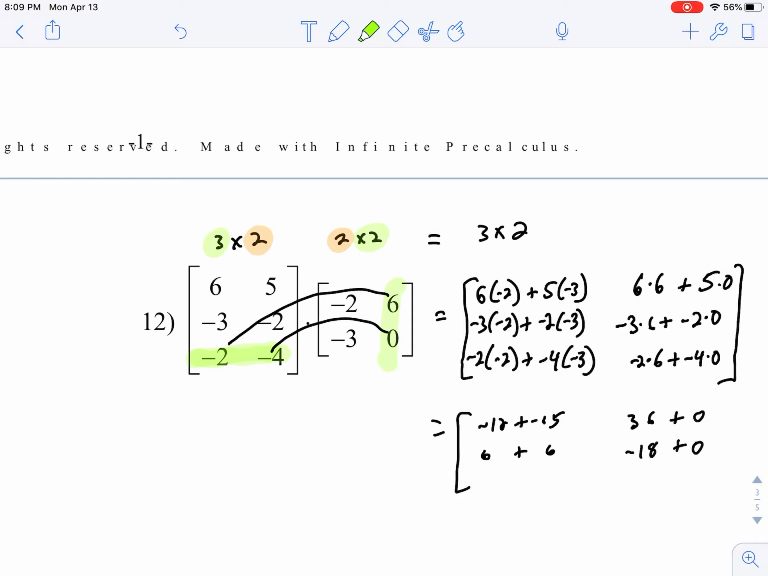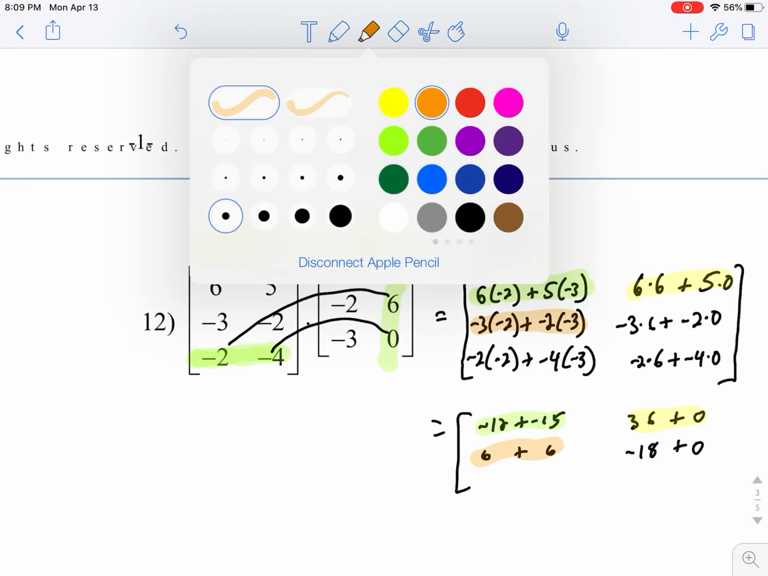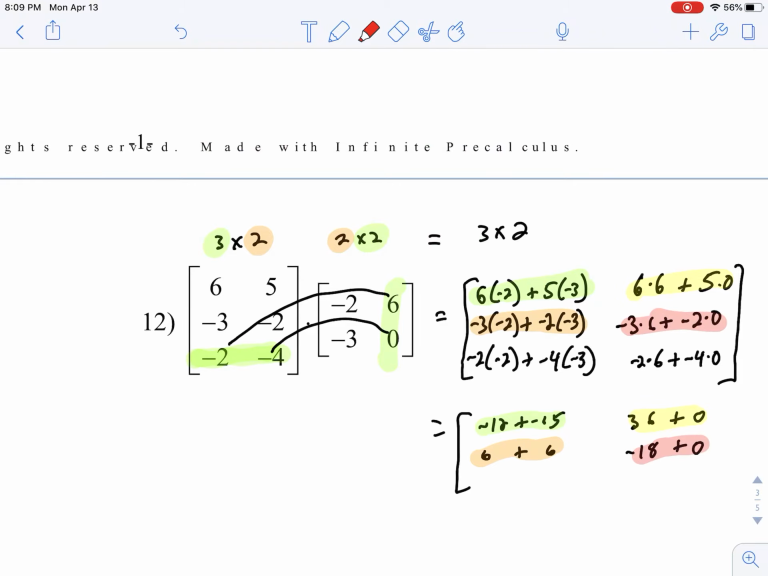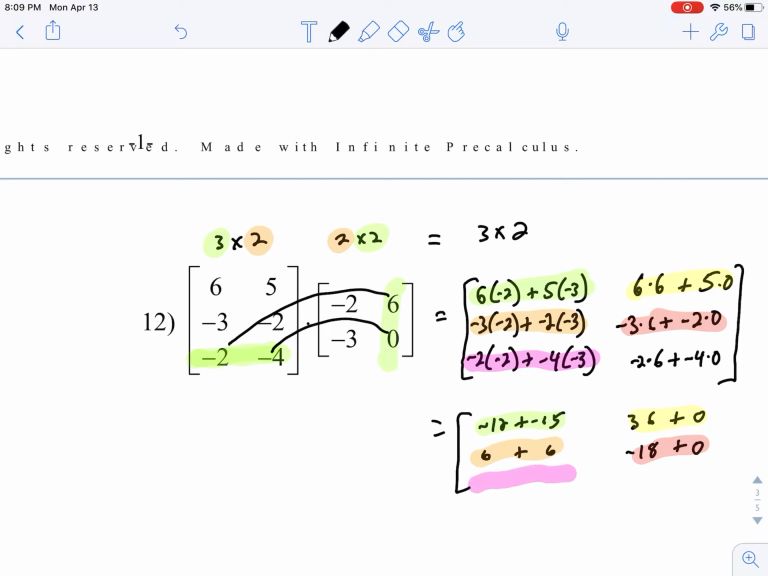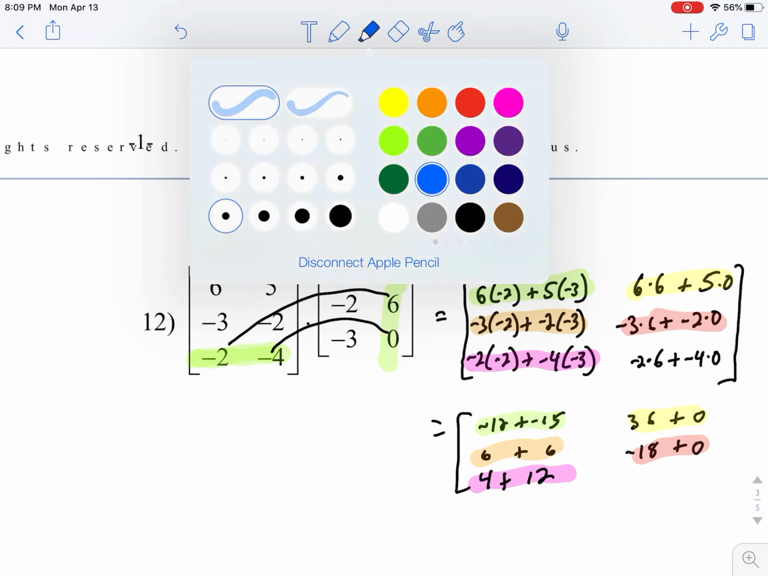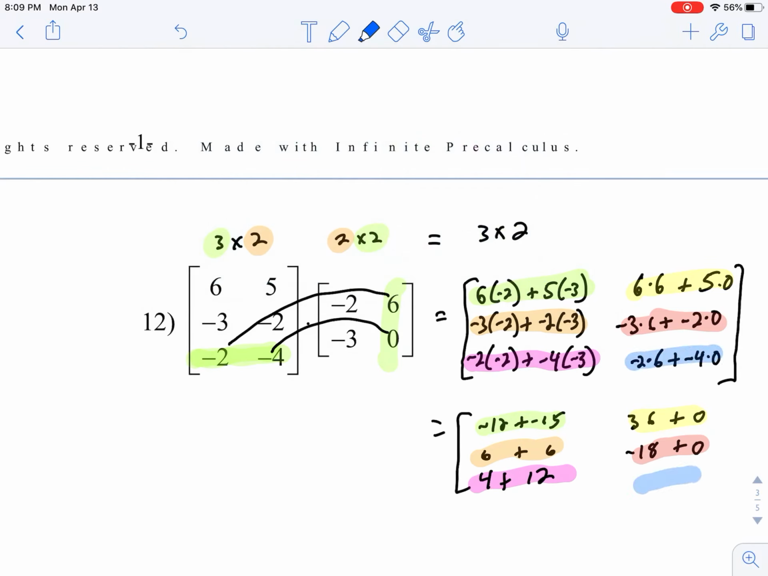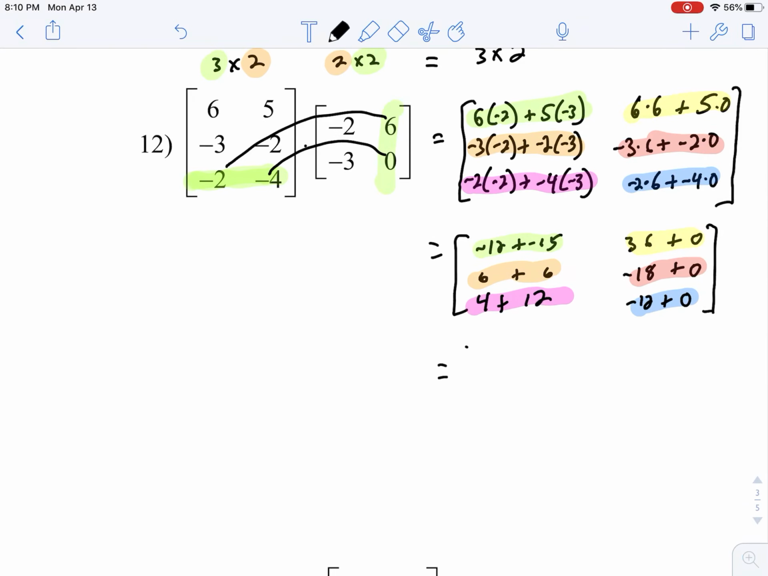What am I doing here? Have you gotten lost? I simplified this and wrote it here. I simplified this and wrote it here. But I haven't simplified it all the way. I'm just kind of doing steps. This one, and I wrote it here. Simplified this one and wrote it here. I'm about to do this one, and I'm going to write it there. So that's going to be -2 times -2 is 4, plus -4 times -3 is 12. And then I'm going to do this row and put it here. -2 times 6 is -12, plus -4 times 0 is 0. Then I can finalize it.